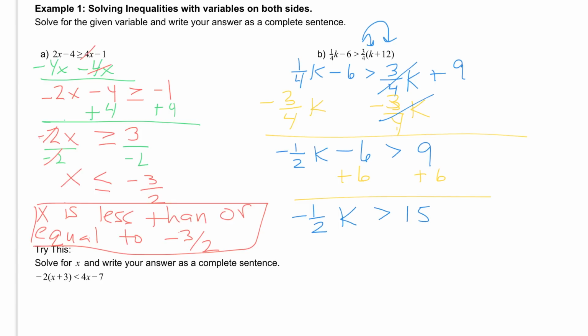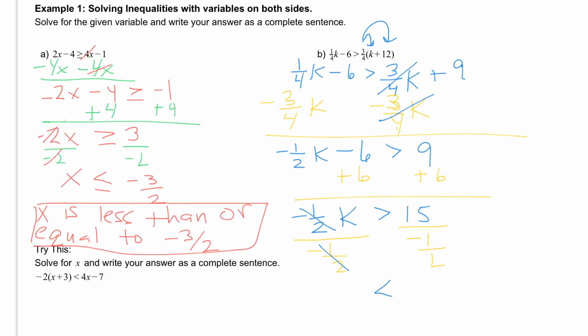And then my last step, to get rid of this negative 1/2 that's being multiplied, I have two options. I can either multiply by the reciprocal, which would be negative 2 over 1, or I could just divide by negative 1/2. So let's just do the division. So we're going to divide both sides by negative 1/2. And since we divided by a negative again, we have to switch that sign. So that's going to become a less than sign.